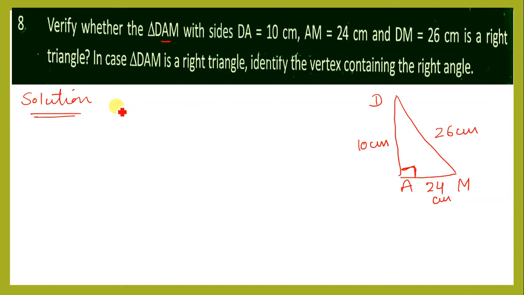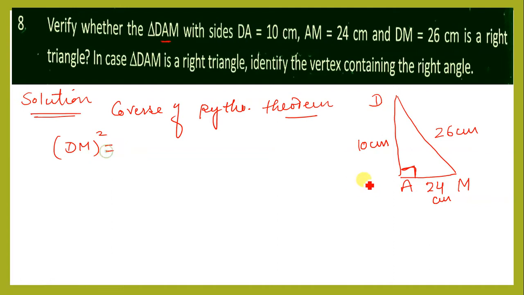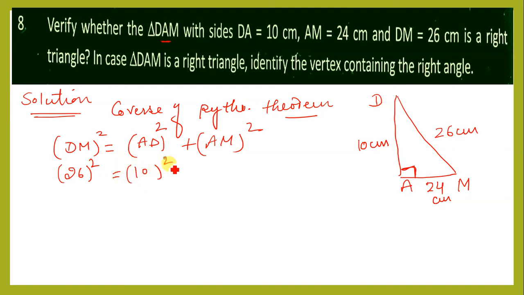Now by using the converse of Pythagoras theorem, you know that the square of the hypotenuse will be equal to the sum of the squares of the other two sides. The other two sides are AD and AM. If it is so, then only the given figure is a right angle triangle. Now what is DM? 26. Do the square of it. What is AD? 10. What is AM? 24. If they are equal, then only the given figure is a right angle triangle.